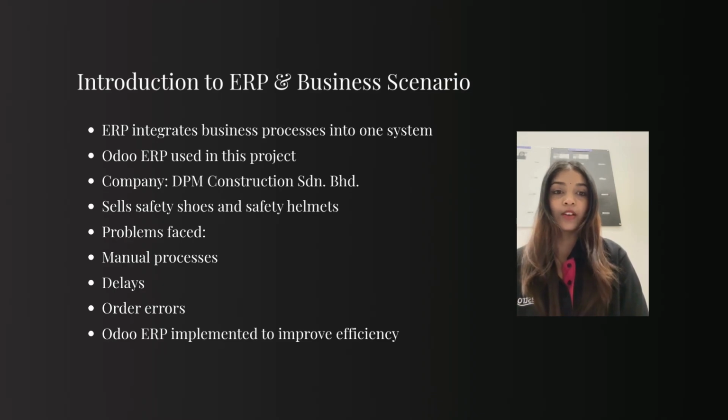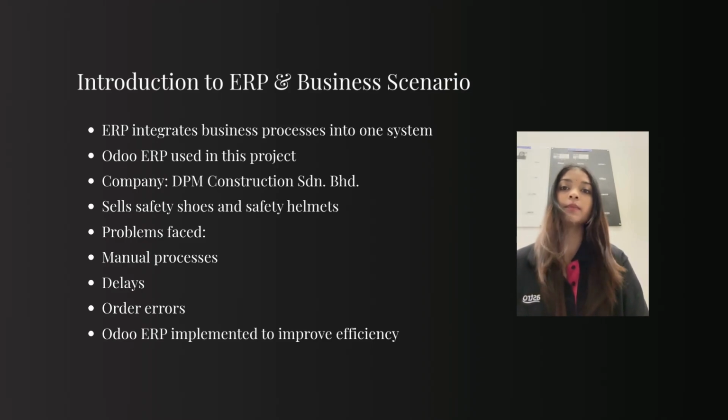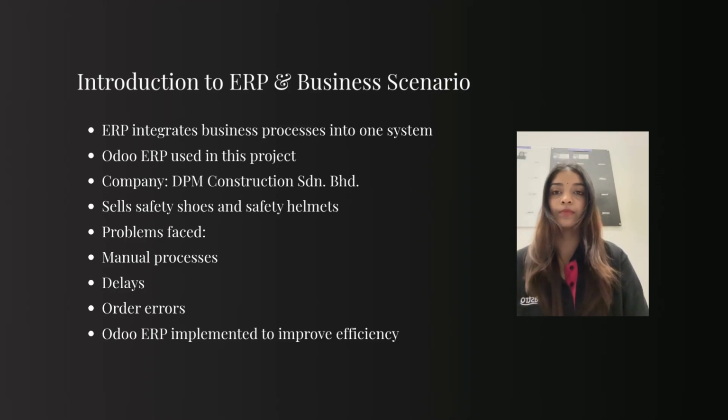ERP stands for Enterprise Resource Planning, which helps businesses integrate different departments into one system. In this project, we used Odoo ERP for DPM Construction, a company that sells safety equipment such as safety shoes and helmets. Previously, the company handled processes manually, causing delays and errors. Therefore, Odoo ERP was implemented to improve efficiency and automate operations.